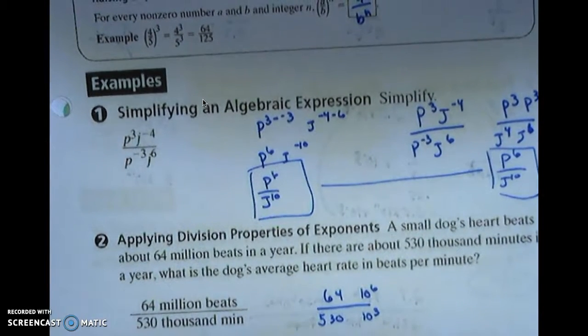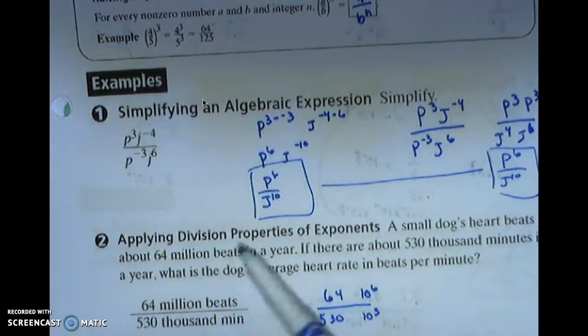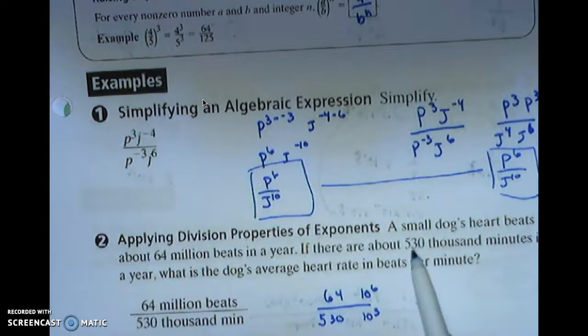All right, applying division properties of exponents. Again, the same rule is going to apply. In this case, we're going to take our 64 million beats per year, and there are 530,000 minutes in a year. So what is the dog's average heart rate in beats per minute? This is how many beats a dog's heart beats in a year. There's how many minutes are in a year. So if we divide, we can get how many beats per minute.